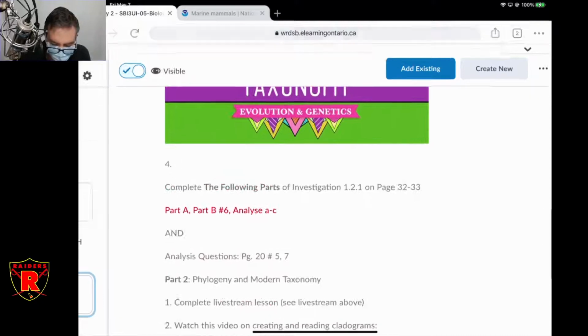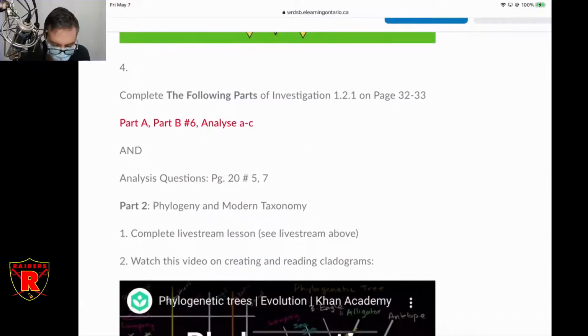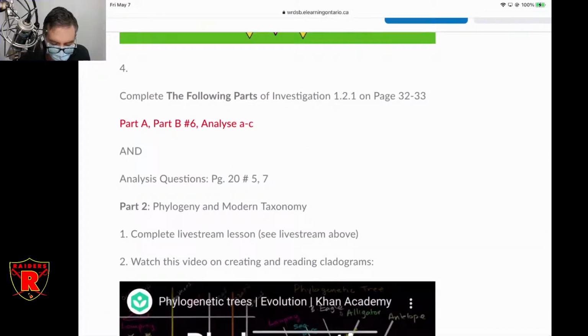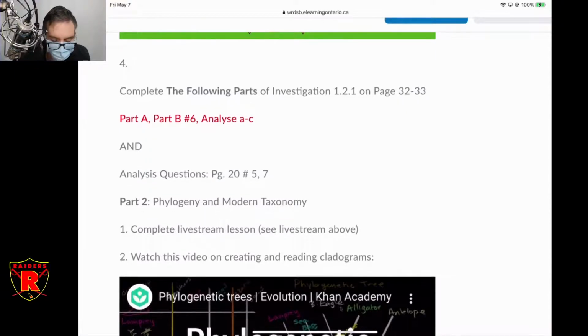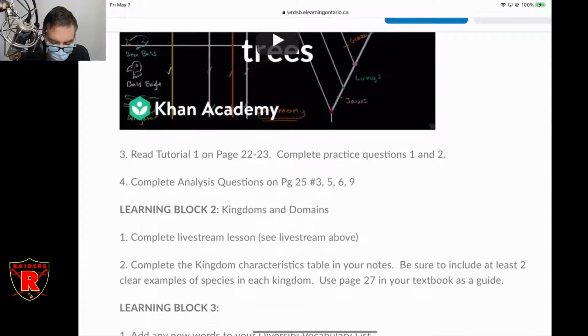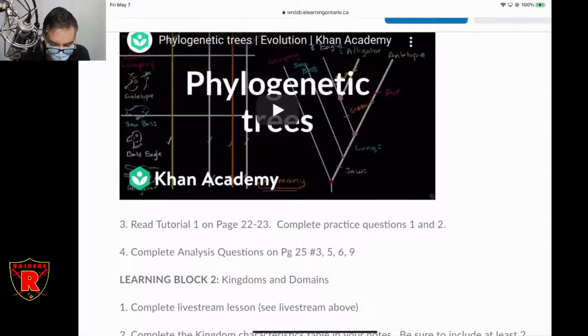There are the questions that we mentioned about taxonomy and dichotomous keys. You're going to build some. And then the second part here is on cladograms. Now these questions are textbook questions, which means that they all go in your question document for this unit.